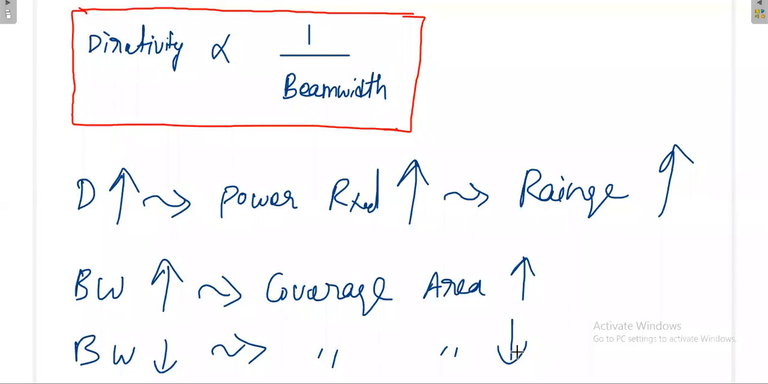Okay. Now we'll try to derive some other definition for directive gain and directivity. We'll derive it, but it's simply a derivation, no need to remember. I will tell you later what to remember and what not to remember. Just listen to the derivation.